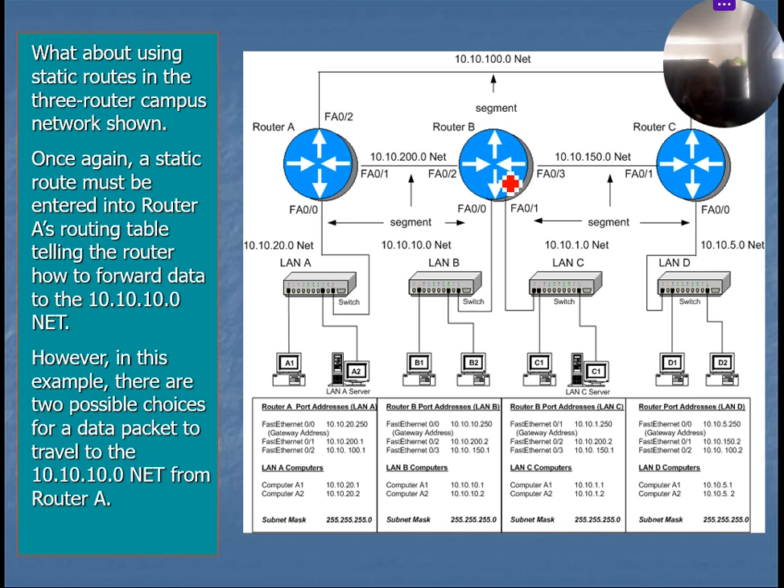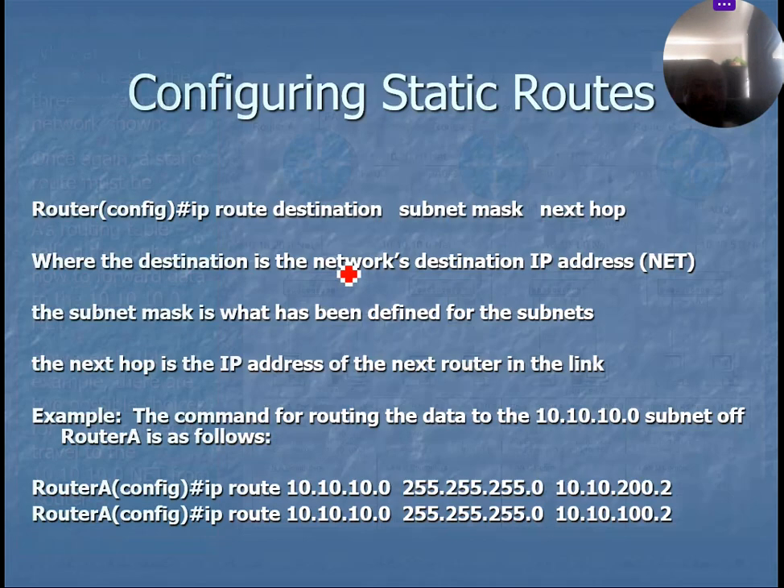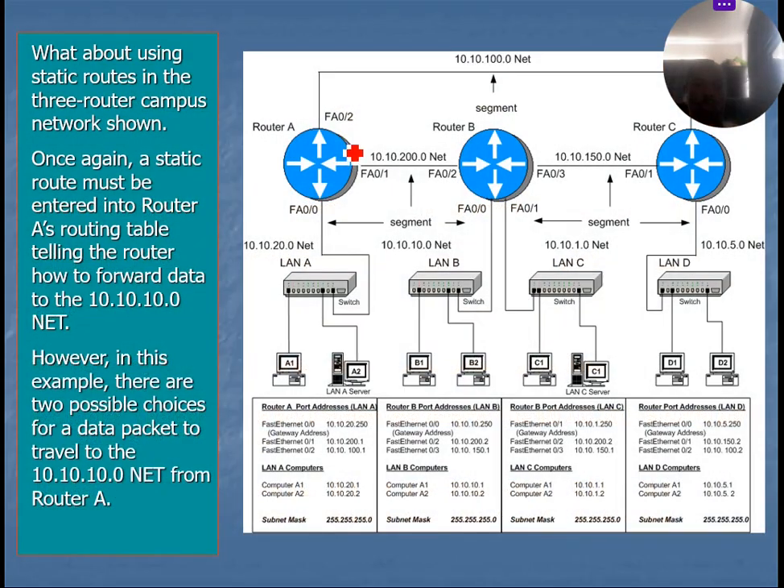Okay, so once again, a static route has to be entered into the routing table of router A, telling the router how to forward the data packet to 10.10.10.0. However, in this example, there are 2 possible choices. I already mentioned that. For a data packet to travel to 10.10.10.0 from router A, there are 2 possible routes, and I've already mentioned the 2 routes. The first route is this one, with which router A can forward to router B. The second route is this one. Okay, we've mentioned that already.